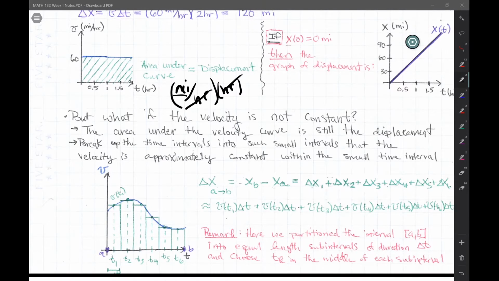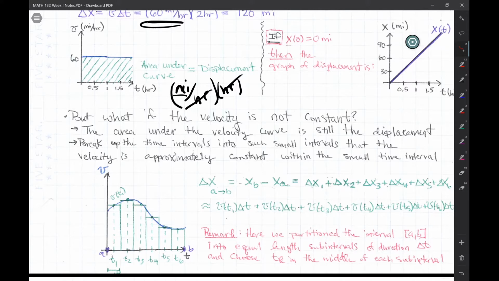Well, that's all nice and well when you have a constant velocity. Here we had a constant velocity of 60 miles per hour. Well, what if your velocity looks more like this? It's not constant and it's changing. What do we do in that case? Well, it's still true that the area under the velocity curve will give you the displacement. But we're going to need some sort of trick. And here's how to do it.